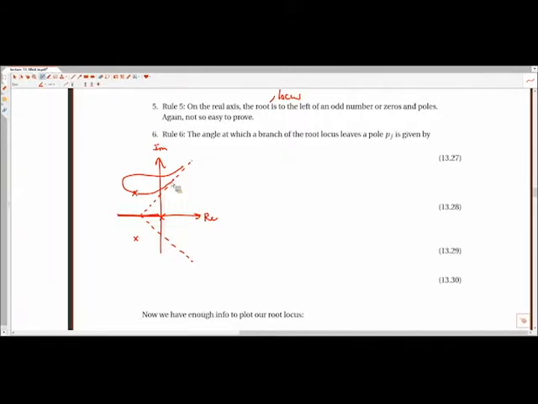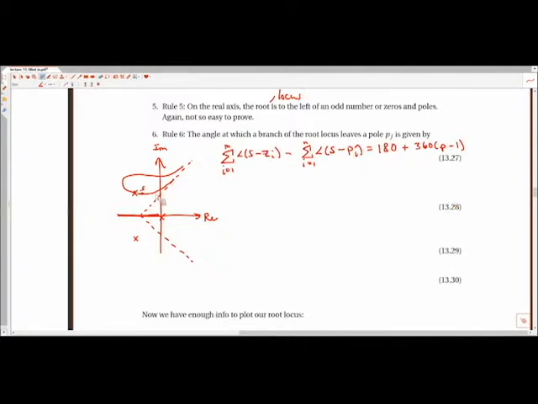And so what we're going to do is use this angle rule, and we're going to take a test point, s, here. Test point s. And if this test point s is on the root locus, then the angle identity will be satisfied. That means the summation of the angles of that test point from all the zeros, minus the summation of all the angles of that test point from all the poles, has to equal 180 degrees plus or minus some integer multiple of 360 degrees.